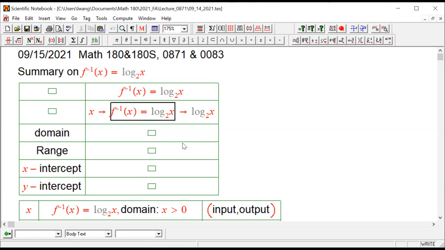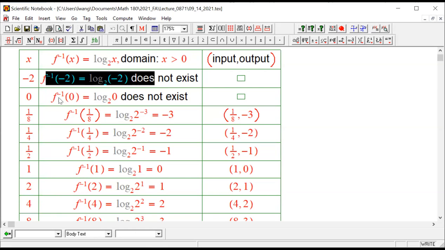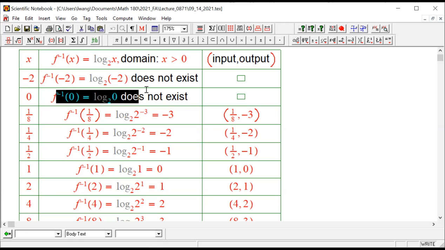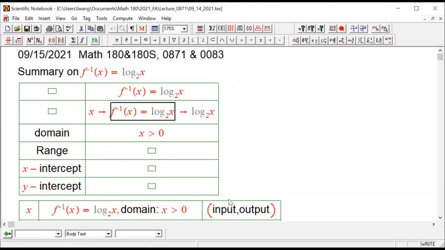The domain should be x is greater than 0, right? Perfect. If you have graphed the picture, if you have gone through this process, right? You have plotted these points. You will never get the domain wrong. However, in the past, I see a lot of students get the domain wrong. Right? What's the range?